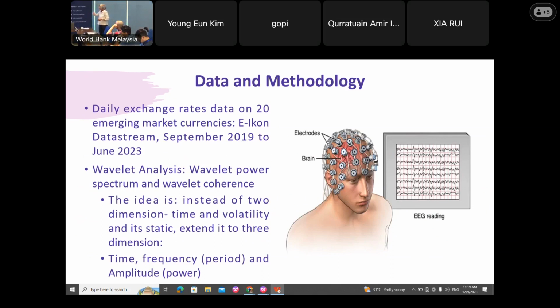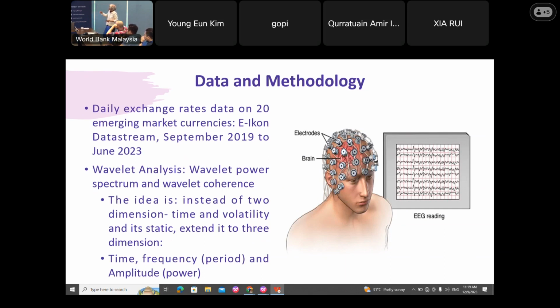In this case, the 20 emerging market currencies and how they correlate with the Chinese yuan, because COVID-19 started in China, and the dynamic correlation of these 20 emerging market currencies with the Russian ruble, because the Russia-Ukraine war started in Russia.